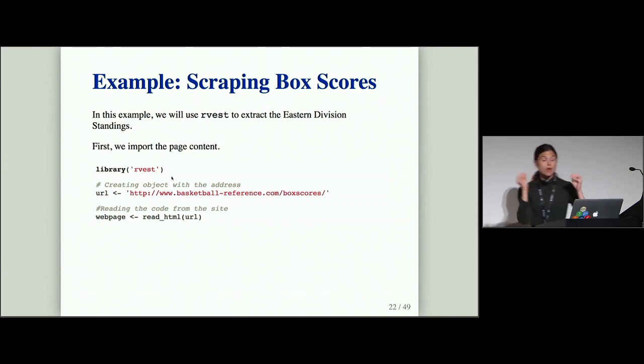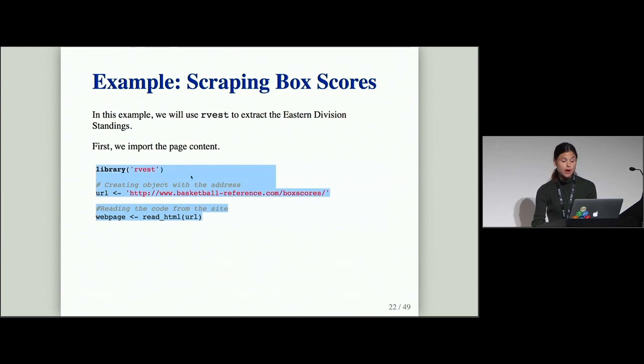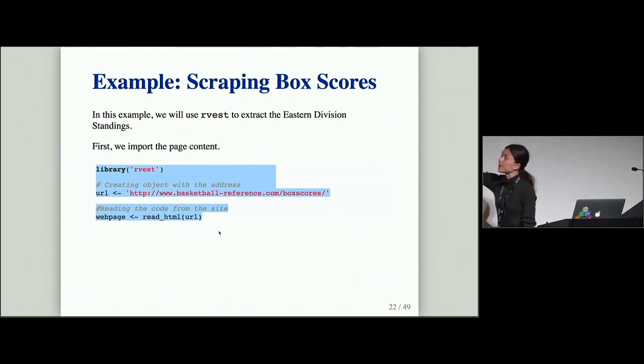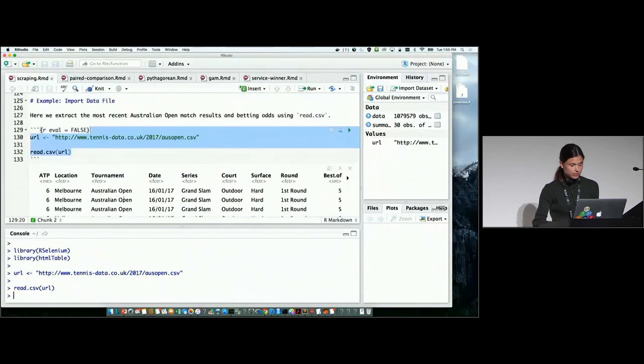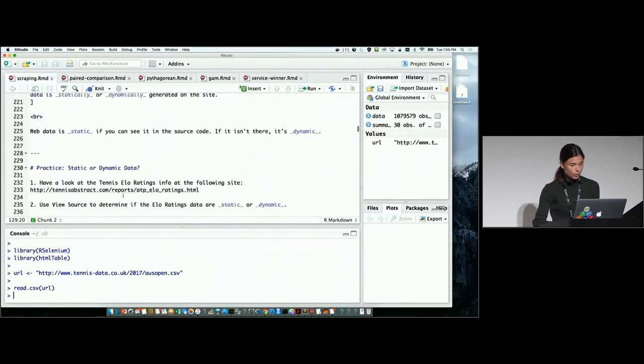Here we saw previously that the basketball reference data was static. We could see those division standings in the page. So that's data that we can try to scrape directly using the rvest package. So the first step that we're doing here is just reading in that data. So I create the location of the page that has the data I'm interested in, and then to just read that in, I just use the read_html command from the rvest. Okay, so let's see what that gives us.